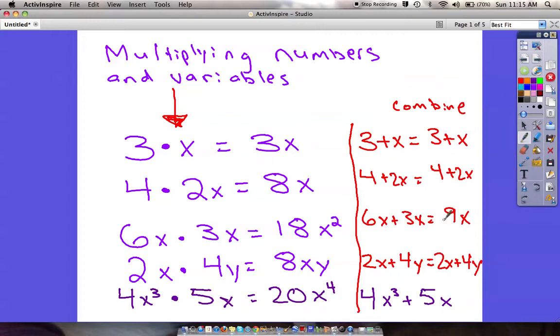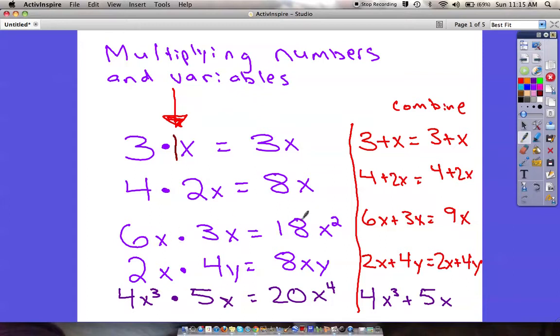And then over here in this column, I put what we did a while back where we combined things together. So let's look at this column right here to see if we can find some kind of patterns. If I just do 3 times x, remember we can always stick a 1 in front of that. So 3 times 1 is 3, and then we just keep the x on the end of it if we're multiplying. Same thing here, 4 times 2x. 4 times 2 is 8, and then we just keep the x on the end of it because that's our label when we're multiplying.